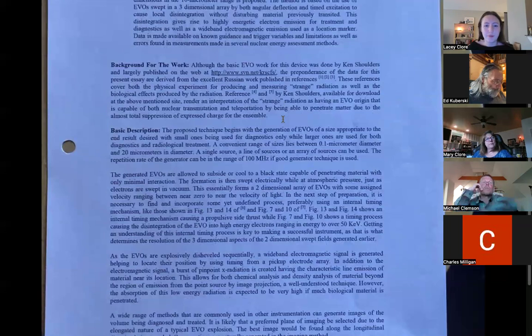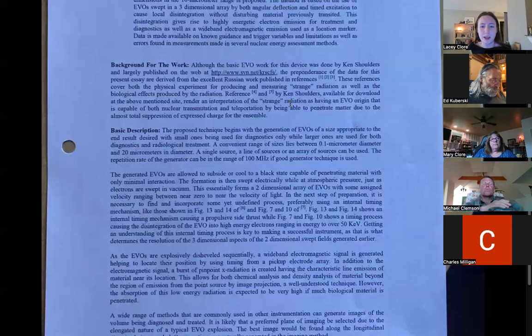Background for the work. Although the basic EVO work for this device was done by Ken Shoulders and largely published on the web at length, the preponderance of the data for this present essay are derived from the excellent Russian work published in references 1, 2, 3. These references cover both the physical experiment for producing and measuring strange radiation, as well as the biological effects produced by the radiation.